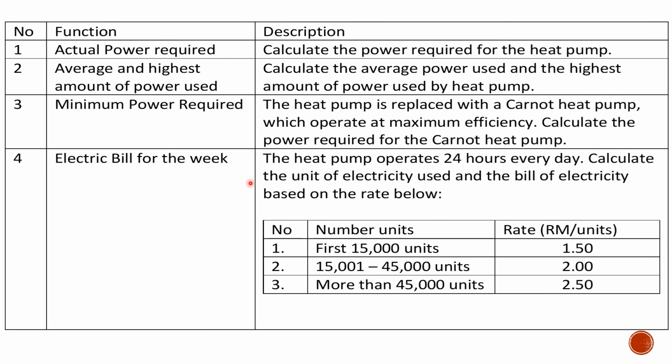So calculate the unit of electricity used and the bill of electricity based on the rate below. The first 15,000 units are rated at 1.5 ringgit per unit, the next units until 45,000 units are 2 ringgit per unit, and more than 45,000 units are 2.5 ringgit per unit.